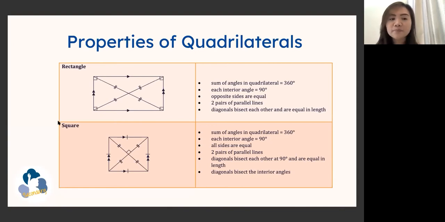In a square, which is a special case of a rectangle, it inherits most of the properties, characteristics of a rectangle. But on top of that, there will be extra characteristics. So in a square, the diagonals not only cut each other into two equal halves, the diagonals are also perpendicular to each other, 90 degrees apart.